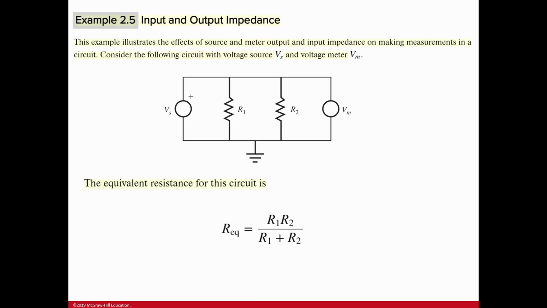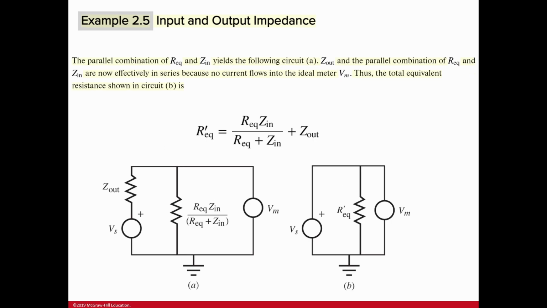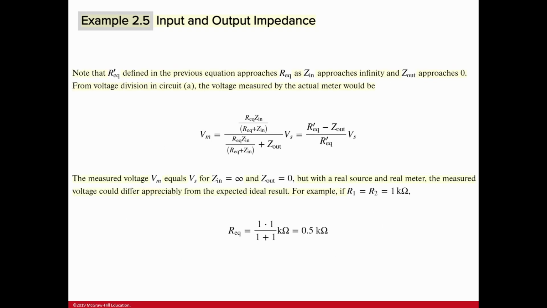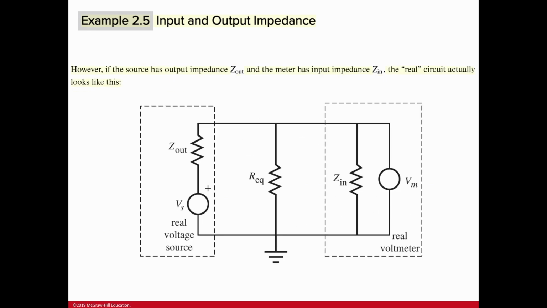Okay, so this is an example to show you what's the difference. If you have a voltage source, and the voltage source is actually 10, I think it's 10, right? Yeah, Vs is 10. But since there is an output impedance in the voltage source, and also an input impedance in the voltmeter, finally what you get is not 10 volts. Yeah, it will be a little bit different. So this is the purpose of this example.